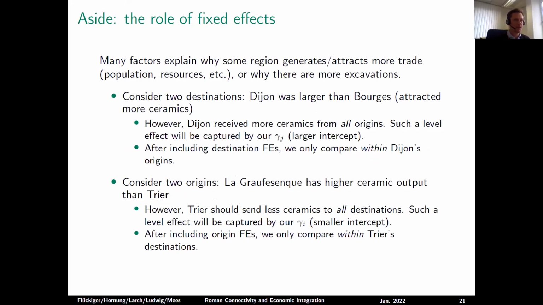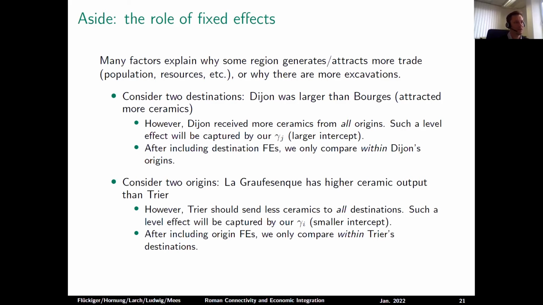So here's one example. Consider two destinations, Dijon and Bourges. Dijon is larger than Bourges, and therefore attracts more ceramics. However, Dijon receives more ceramics from all regions, as I said, so that the level will be higher for all the production centers. And this is what we're going to capture with a fixed effect.